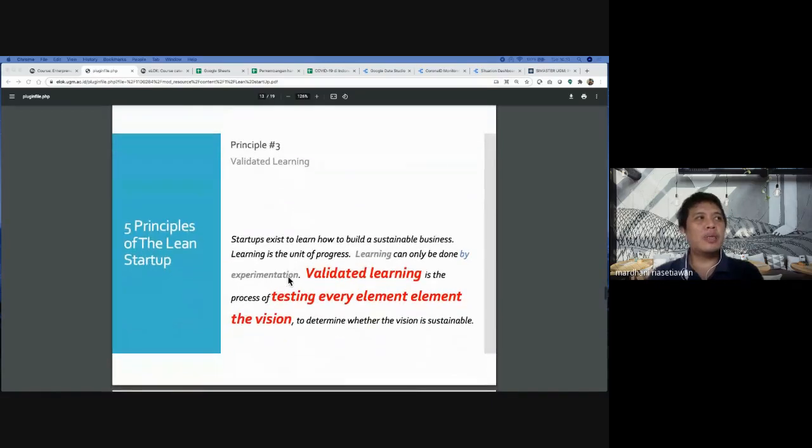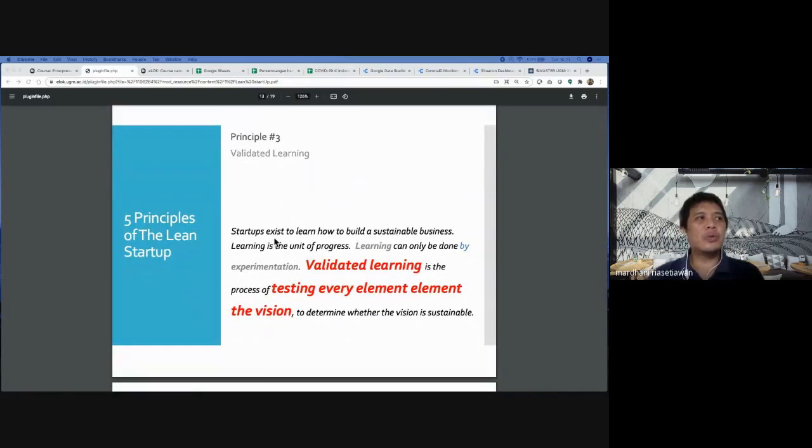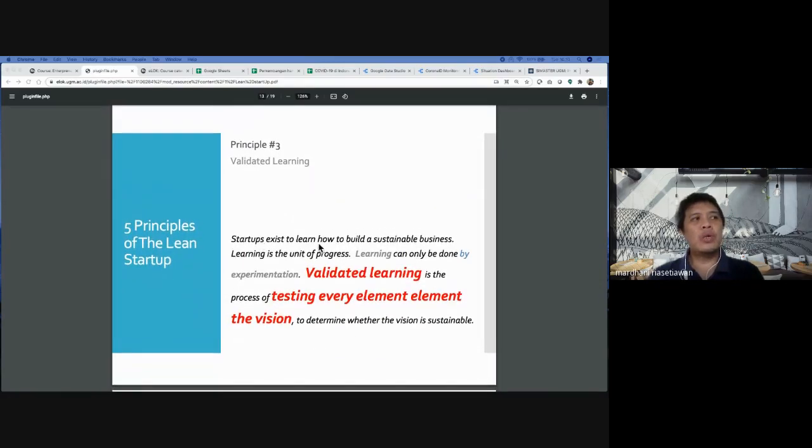And then principle number three is validated learning. A startup exists to learn how to build a sustainable business. You can see here that the most important thing is how to build a sustainable business. It means the business model needs to be proper the first time. Learning is the unit of progress, and learning can only be done by experimentation. So you need to act and have a real experience of your business model.